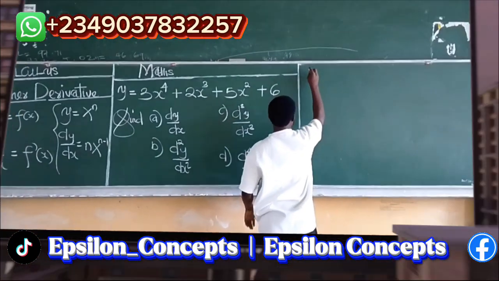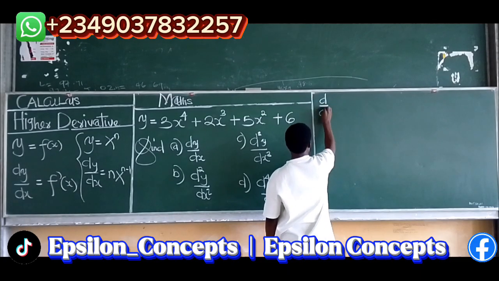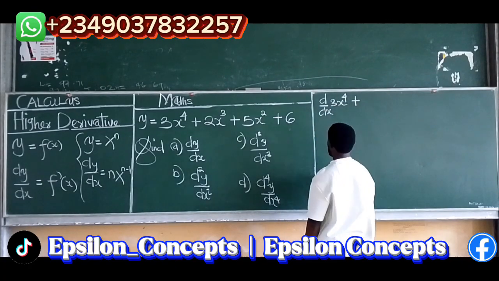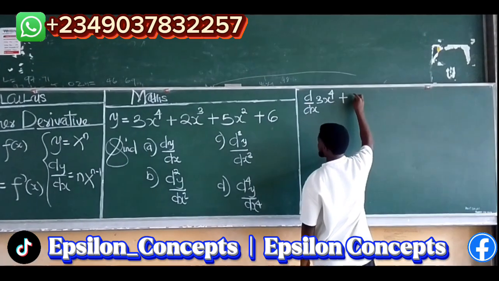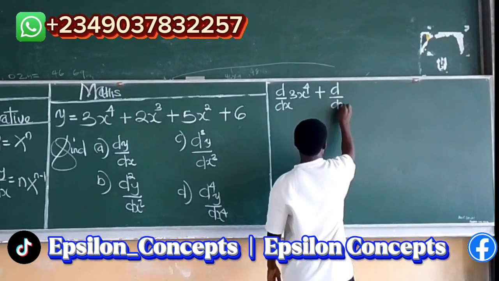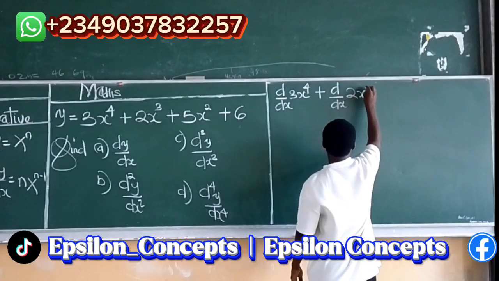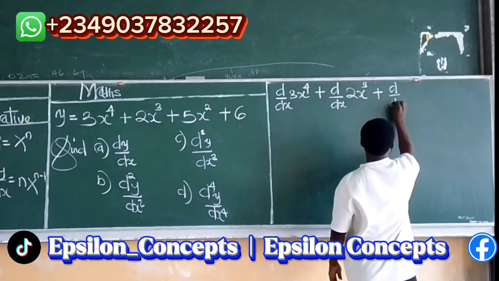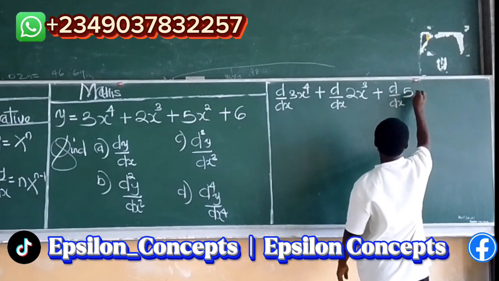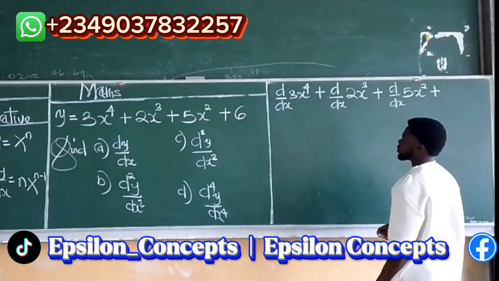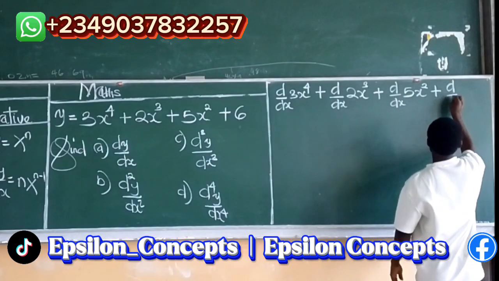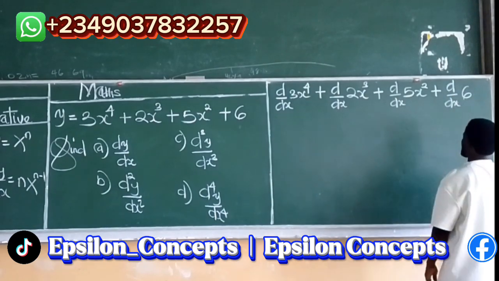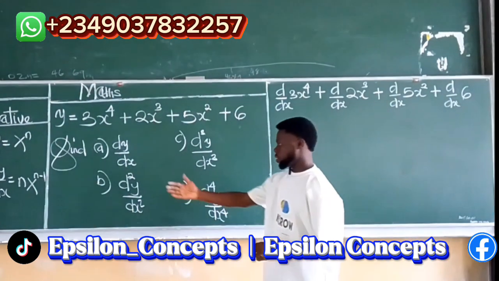On the first term on the board, the derivative becomes d over dx for 3x raised to the power of 4, plus the derivative for the second term, which is d over dx of 2x raised to the power of 3, plus the third term d over dx of 5x raised to the power of 2, plus the fourth, d over dx of 6. So we are going to use the general formula, which is on the board.